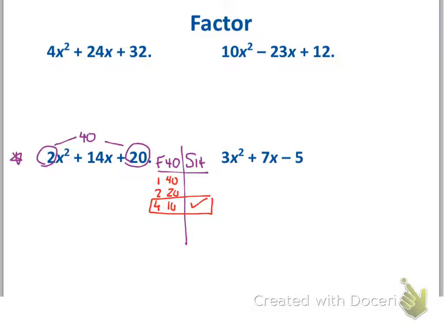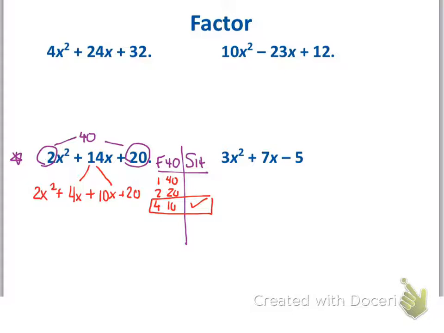What we do is we split the middle term into a 4x and a 10x. You can write that in either order because 10 plus 4 and 4 plus 10 is still 14. We continue writing the plus 20 and we continue writing the 2x squared. Okay? So because 4x is positive, we put the plus sign. That's how we get all of our parts there.